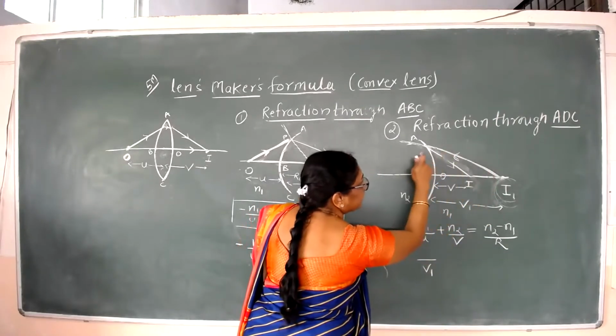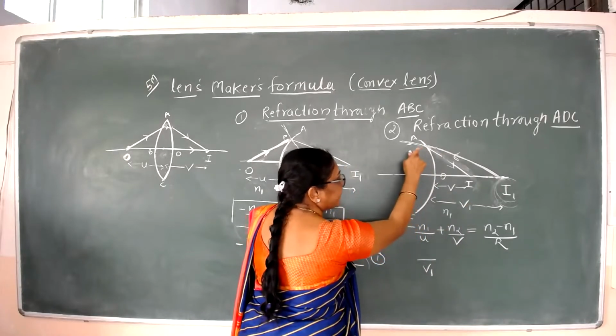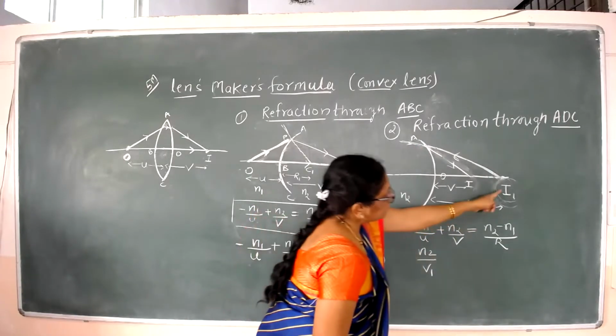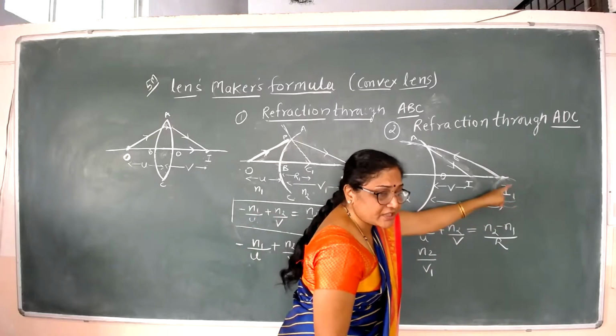Where is the image formed? Where does the refraction take place? The refraction takes place in the denser medium. So we take here N2. And this object is not real. This object is virtual.